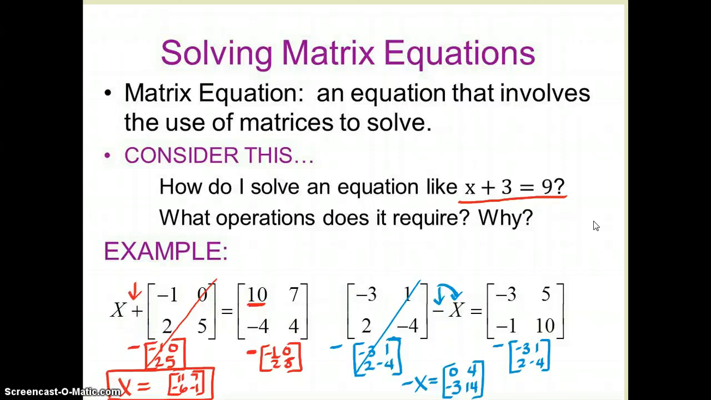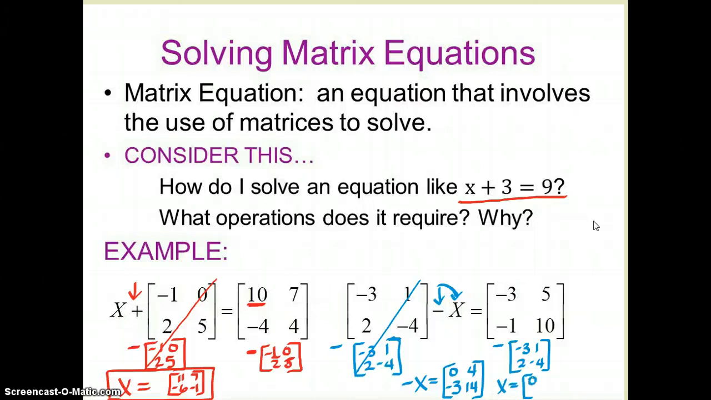However, looking at this problem, I am not quite finished with it yet. I still have the opposite of x, or -x. So if the opposite of x equals the matrix 0, 4, -3, 14, I need to come up with the opposite of this matrix. You can think of it as multiplying by -1. So we're going to take everything in our matrix and multiply by -1.